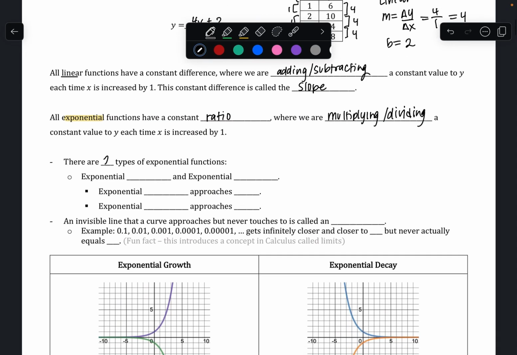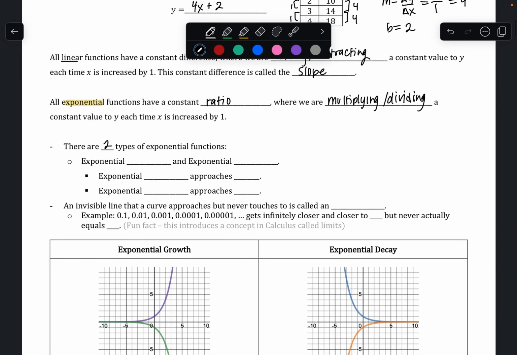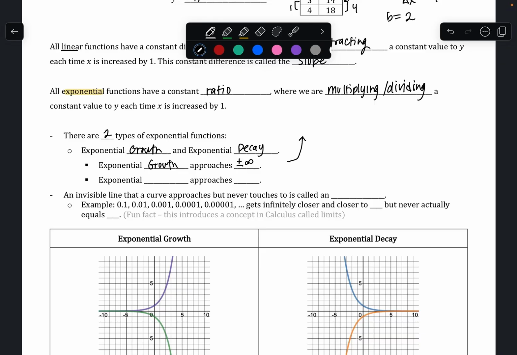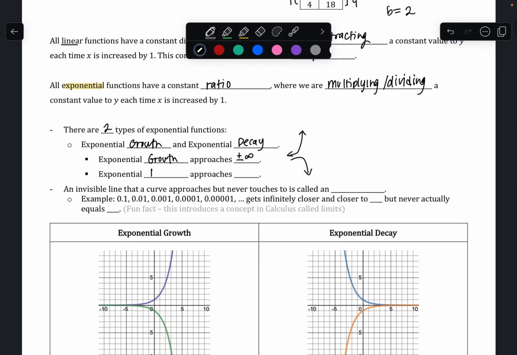Okay, so there are actually two types of exponential functions. There's exponential growth and there's exponential decay. Okay, exponential growth can either approach positive infinity or negative infinity. It can be going up forever or it can be going all the way down. Okay, exponential decay has to be approaching 0. Think of the word decay like dying, okay?